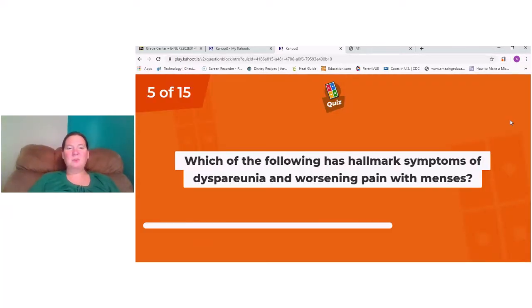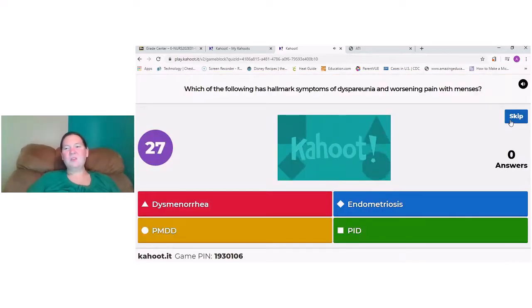Which of the following has hallmark symptoms of dyspareunia and worsening pain with menses? This is from the menstrual disorders recorded from last week. Is it dysmenorrhea, endometriosis, PMDD, or PID?